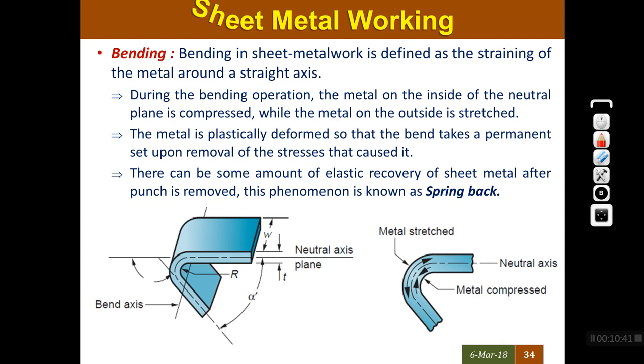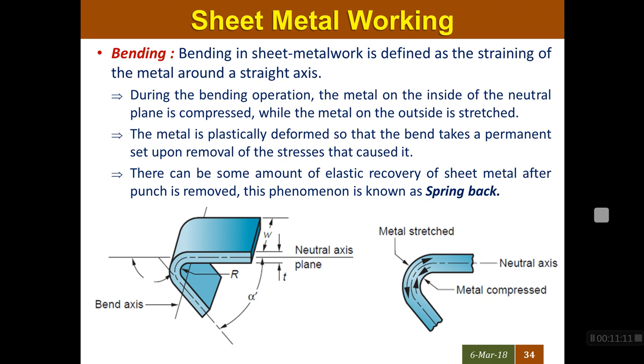Next operations are in the forming category. Blanking, punching, piercing or shearing are all metal cutting operations, whereas bending is a metal forming operation, where we are reforming the shapes. So very general word, bending. The sheet metals are bent as per desired or required parameters. With this diagram it is explained.